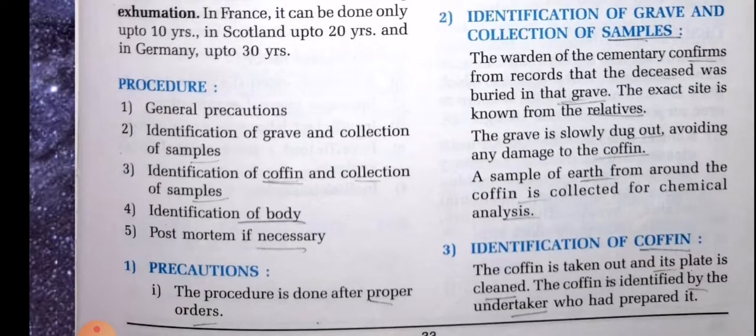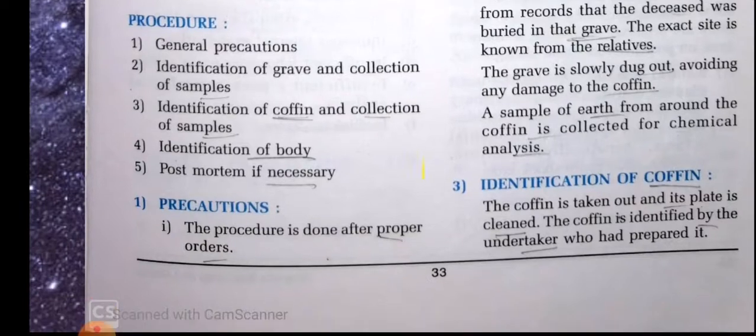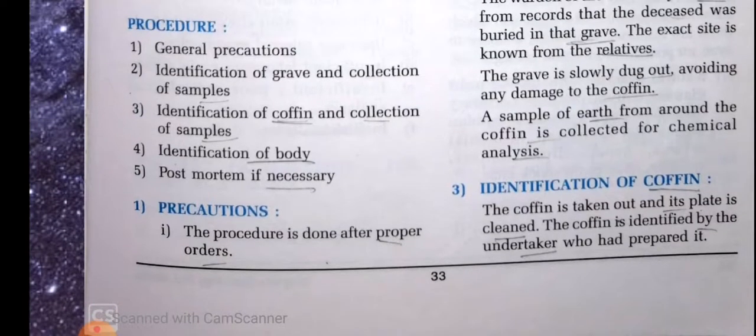General precautions. First is taking the general precautions. Second, identification of grave and collection of samples. Third, ID of coffin and collection of samples. Fourth, ID of the body. And the fifth is post-mortem if necessary.